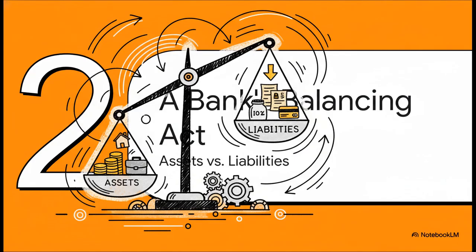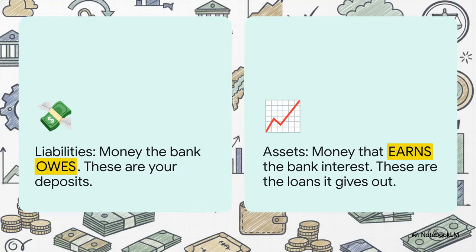But wait, it's not quite as simple as just money in, money out. Every single bank, and I mean every bank, is performing this constant, really delicate balancing act. So on one side of the scale, you've got liabilities. And what are liabilities? Well, that's your money. It's the deposits the bank owes back to you. Then, on the other side, you have the assets. These are the loans the bank gives out, the stuff that earns them money through interest. And let me tell you, a bank's entire survival depends on keeping this perfectly balanced.